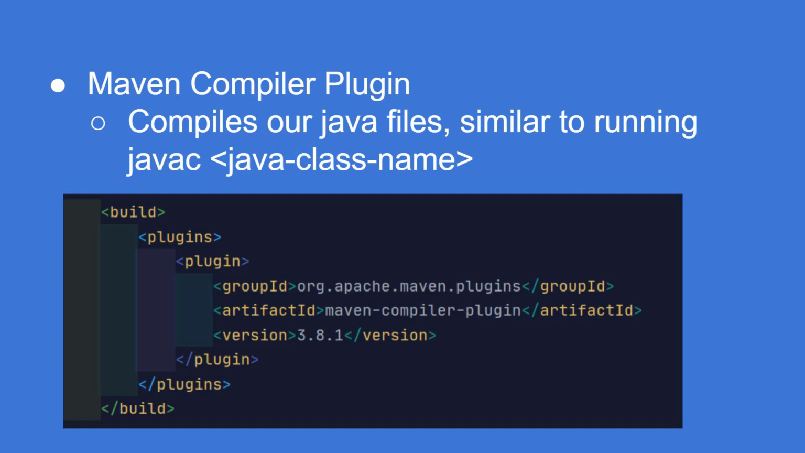The first plugin we are going to talk about is the compiler plugin. This plugin is responsible to compile our source files as well as test files in our project. This is similar to running the javac command for the whole project. So now let's see a demo of how to use this plugin.